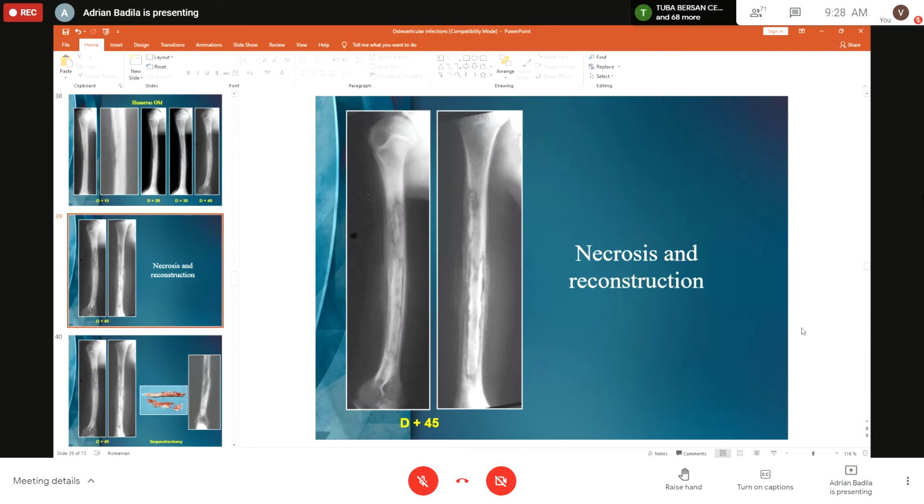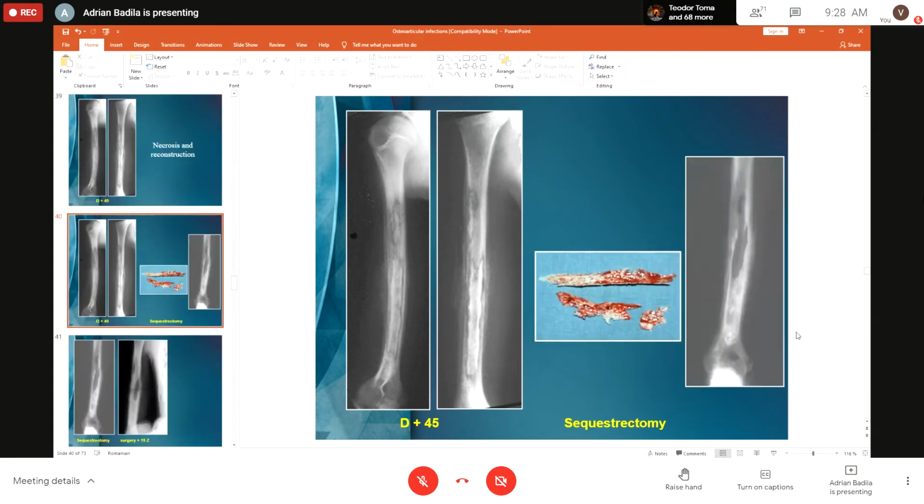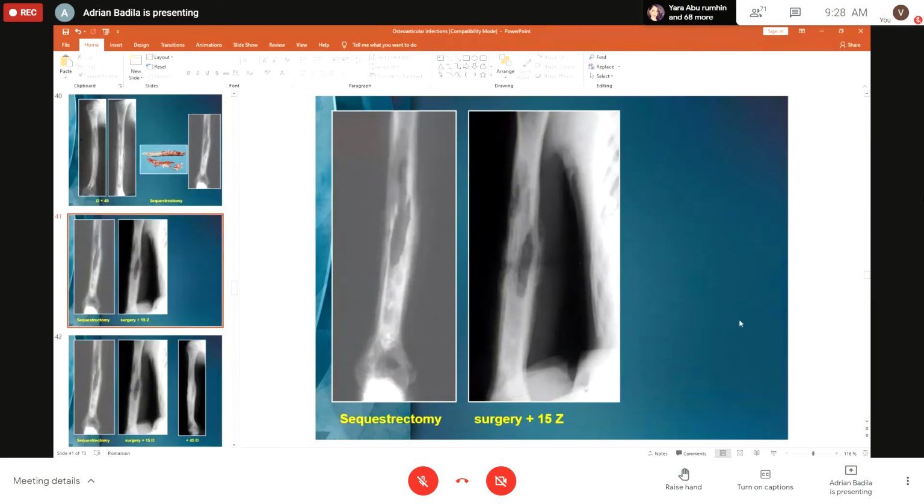After 45 days, we can see necrosis, but also reconstruction. Sequestrectomy was performed. As you can see on the right, there is a part of the bone which is missing here. That was the sequester, the necrotic bone. The image after sequestrectomy and the image 15 days after surgery.